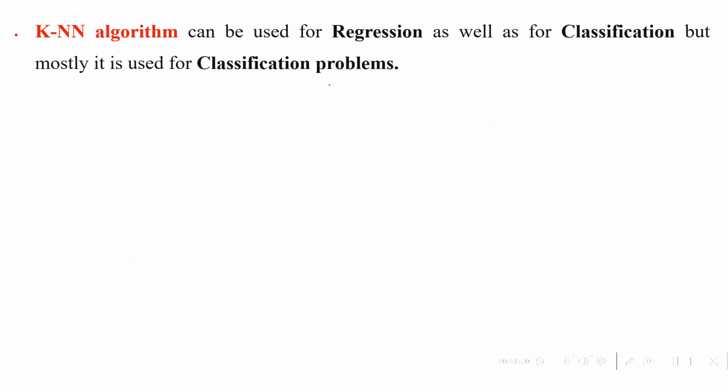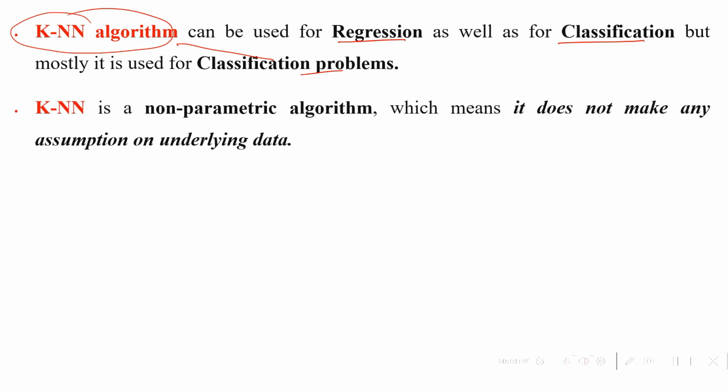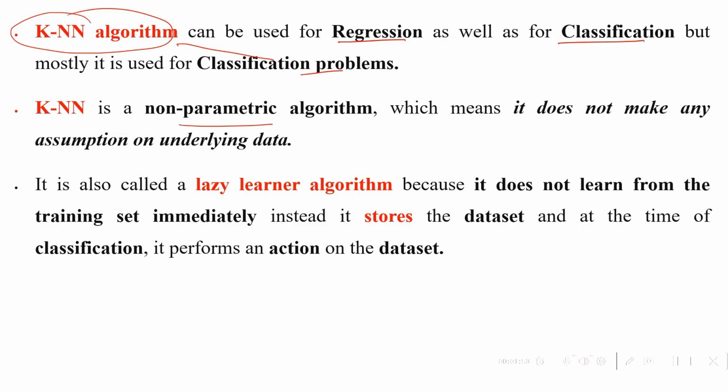The KNN classifier algorithm can be used for regression as well as for classification, but mostly we use it for classification problems only. KNN is a non-parametric algorithm, which means that it does not make any assumptions on the underlying data. It is also called a lazy learner algorithm because it does not learn from the training set immediately. Instead, it stores the data set and then at the time of classification, it performs the action on the data set. That's why it is called a lazy learner algorithm.